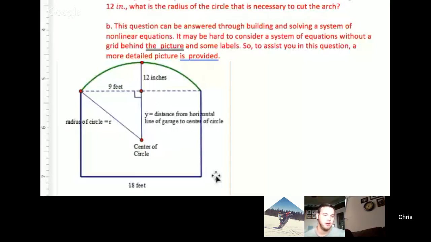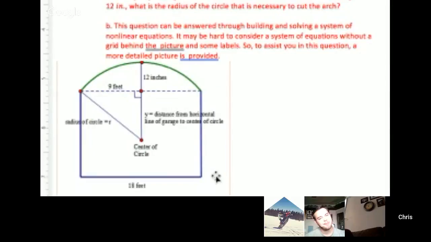So it's 18 feet wide. That means it has a radius of 9 feet, has a height of 12. What is the radius of the circle that is necessary to cut the arc? Yeah, it's 9, right? Scroll down a little bit. Is that what it is? Is it really that easy though? That's the radius, unless the circle goes out over the garage, but then that's kind of a pointless circle.